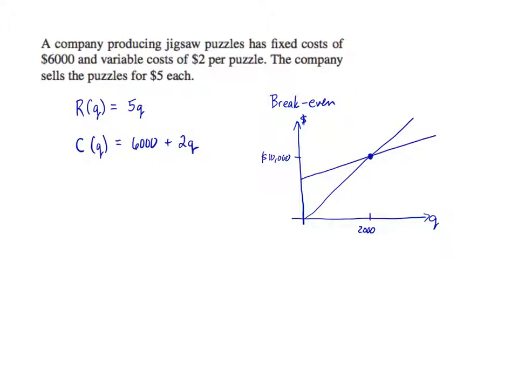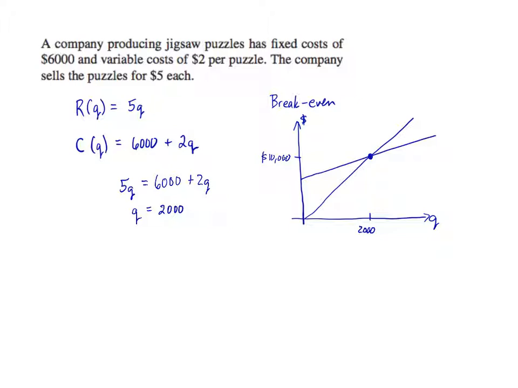We can arrive at this solution also by setting the revenue equal to the cost. So we would have 5Q is equal to 6,000 plus 2Q. And if we solve this, we would get Q equals 2,000.